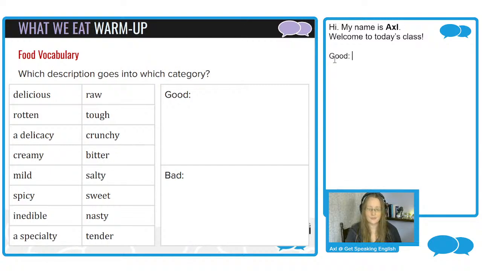So good, make a space for the good category, bad here. So we have that. Feel free to give me your ideas, and I'm happy to put them up here. So first, delicious, right? I think delicious is a word that we're all pretty familiar with.